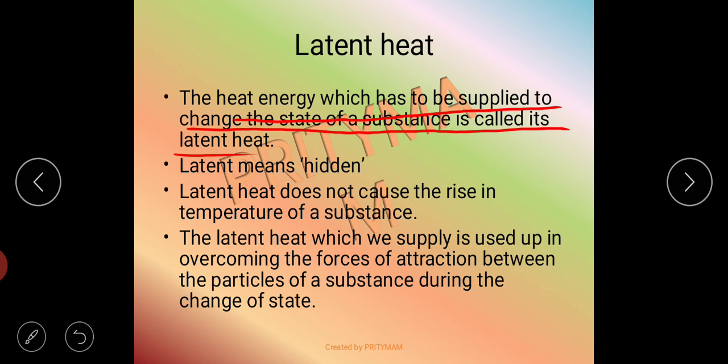Why does latent heat not cause a rise in the temperature of a substance? Do you know that? Every substance, whether it is a solid or a liquid, has some force of attraction between its particles which hold them together.